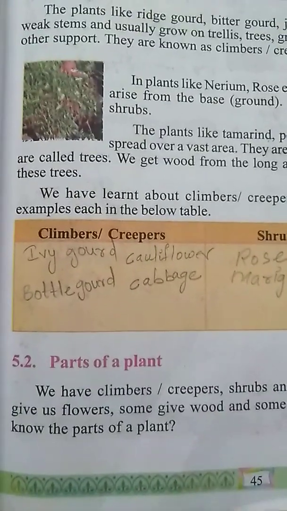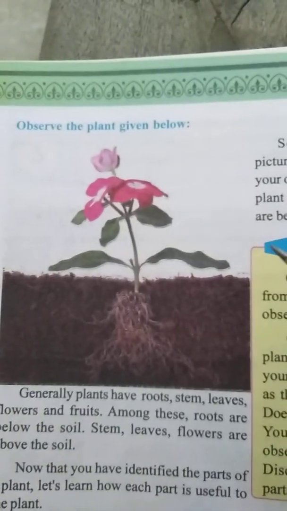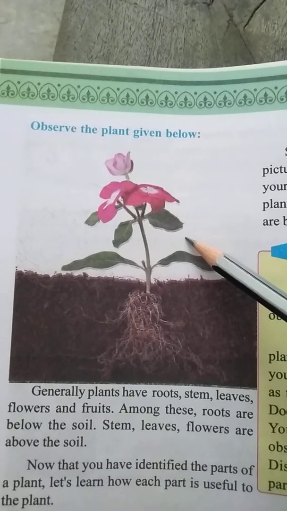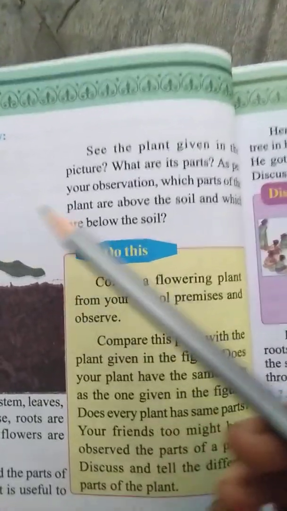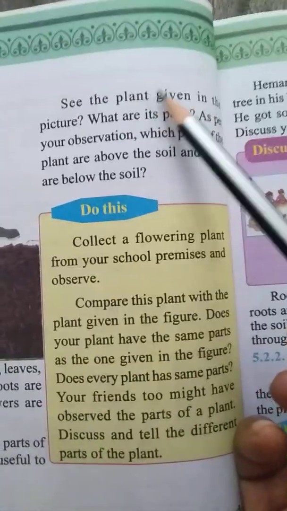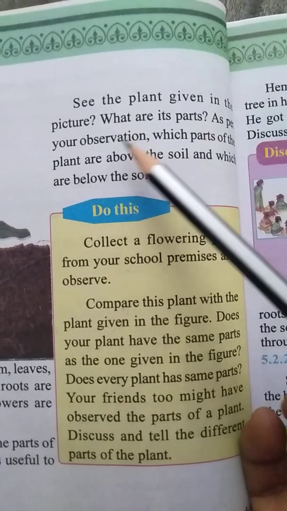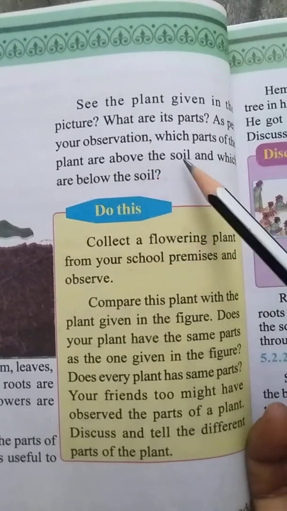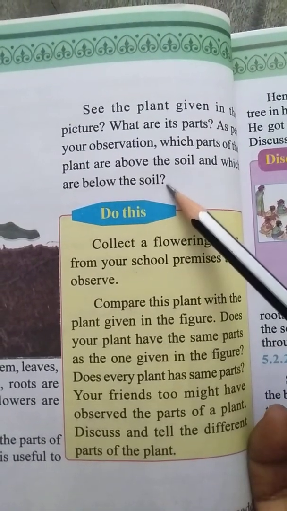For that, all of you take out page number 46. On page number 46, one picture is given. What picture is it? It is a flower plant. Here they have asked: see the plant given in the picture. What are its parts? As per your observation, which parts of the plant are above the soil and which are below the soil?